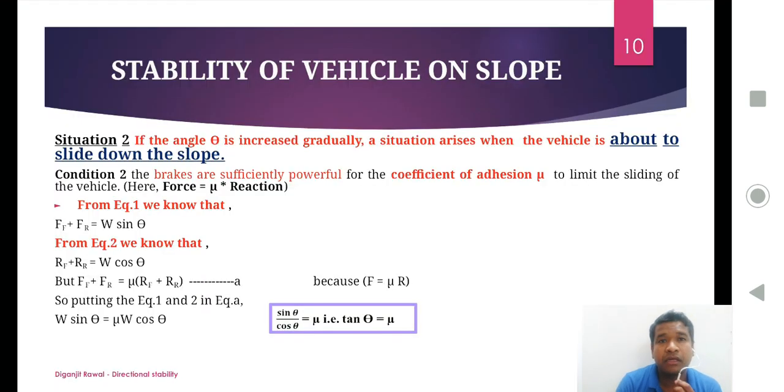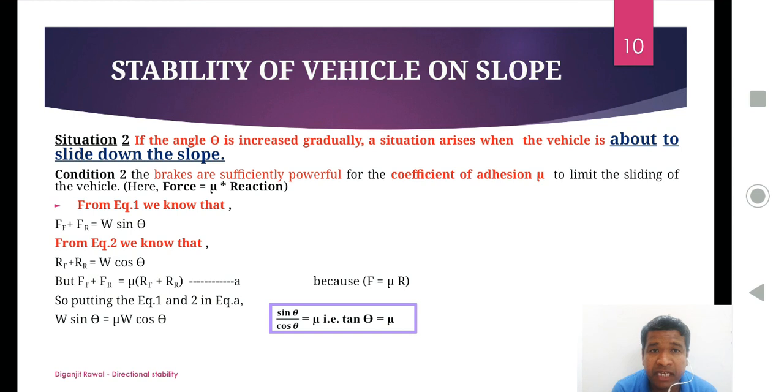Next, here the situation 2 remains same and condition is 2. If the angle theta is increased gradually, a situation arises when the vehicle is about to slide down the slope. At that time, the condition 2 is the brakes are sufficiently powerful for the coefficient of adhesion mu to limit the sliding of the vehicle. Here, force is equal to mu into reaction. From equation 1, we know that Ff plus Fr is equal to W sine theta. From equation 2, we know that Rf plus Rr is equal to W cos theta.